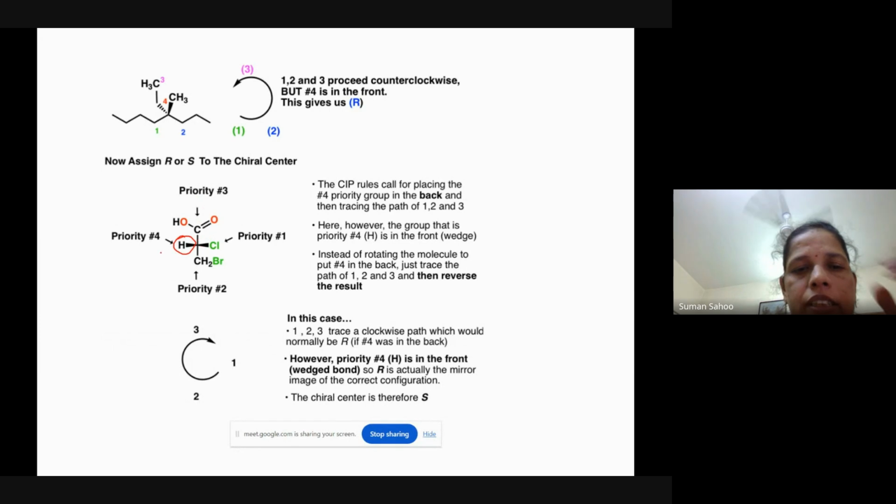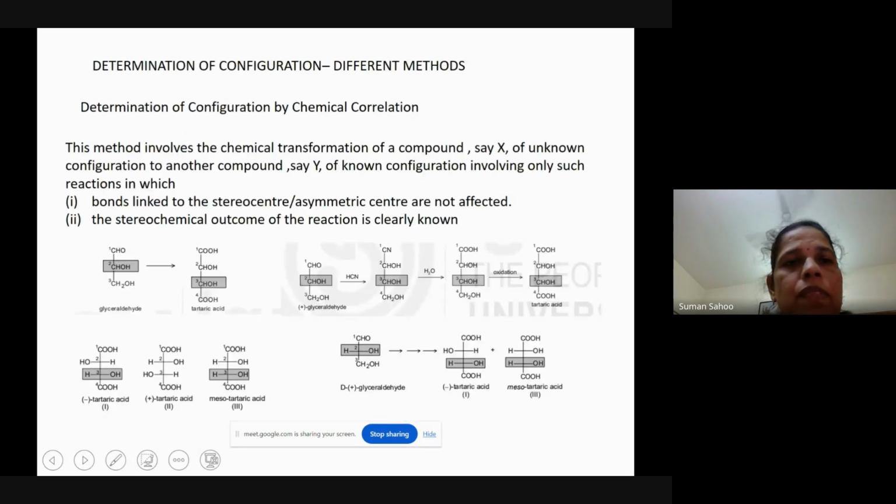If it is present in the horizontal position, then while tracing the path from 1 to 2 to 3, if it goes clockwise, then assign it S. Just reverse the order, which we have already discussed in yesterday's class. So next is how we determine the configuration of any chiral center.